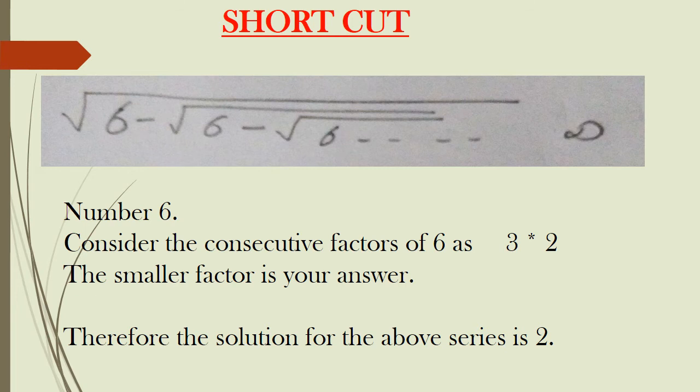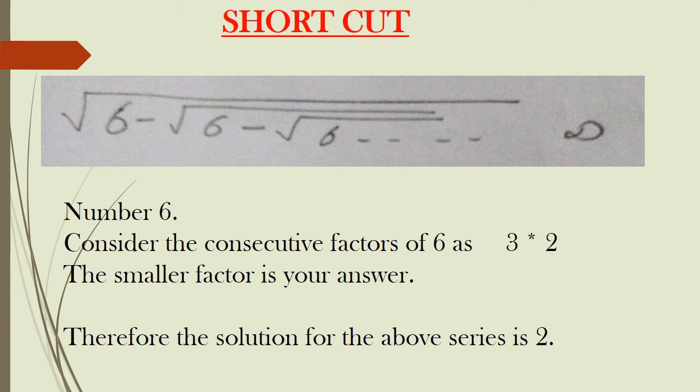I have considered the same question, under root 6 minus under root 6 minus under root 6 till infinity. Again we will only focus on the number which is 6. Again we will find out the consecutive factors, which are 3 into 2, but as the series has a negative sign, this time we will consider the smaller factor. Whenever the series is in addition, we consider the larger factor, and whenever the series is in subtraction, we consider the smaller factor. So the answer for this series will be 2.